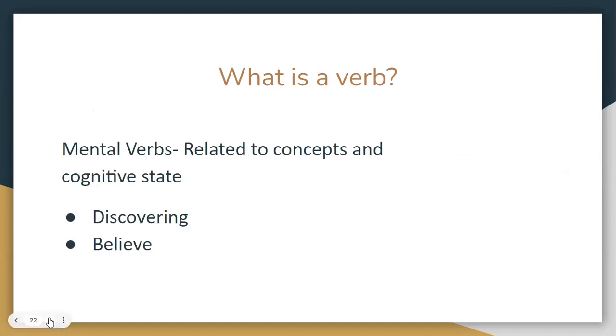Another type of verb is mental verbs, and these are related to concepts or cognitive states, and these are a little bit trickier because it's not an action that we can show, but it's a thinking or mental process. For example, discovery, believe. We could even put understanding on this list as well. And those are just a few mental verbs to get you thinking about how verbs aren't always a direct action.